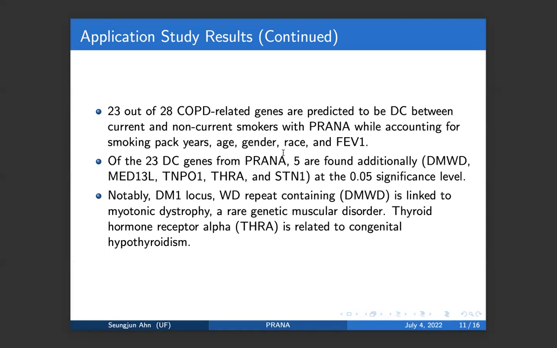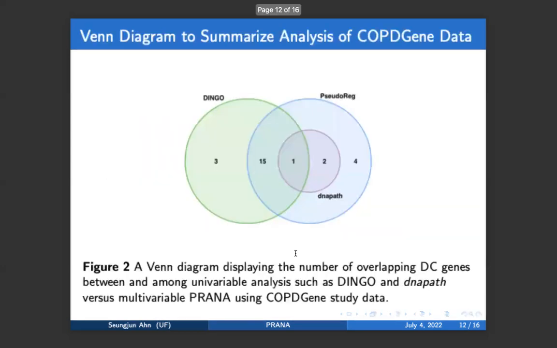So as a result, 23 out of 28 COPD-related genes were predicted to be differentially connected between the two smoking status groups, while accounting for the set of covariates. And of the 23 DC genes from PRANA, 5 are found additionally. And of these, we have found that genes called DMWD and THRA were related to rare genetic outcomes. And here's a slide for the Venn diagram to summarize the analysis of the real data, the COPD gene data.